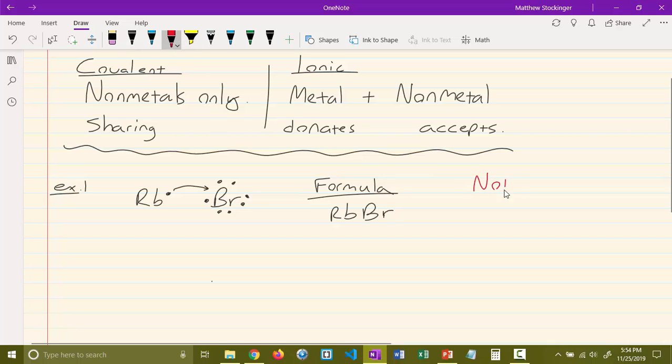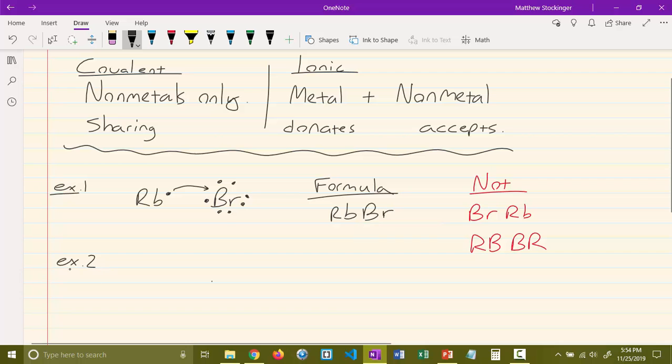Examples of what not to do. Don't do BrRb. You always put the metal first, then the nonmetal, not the other way around. Don't screw up your capitals. Don't do this. I mean, it's really hard to tell, especially with these elements, because it's nothing but R's and B's, so you've got to get that right. So there's a really simple example.